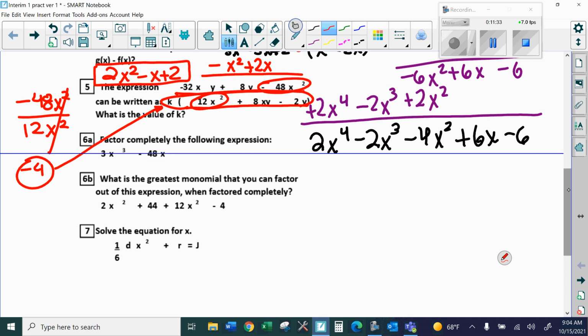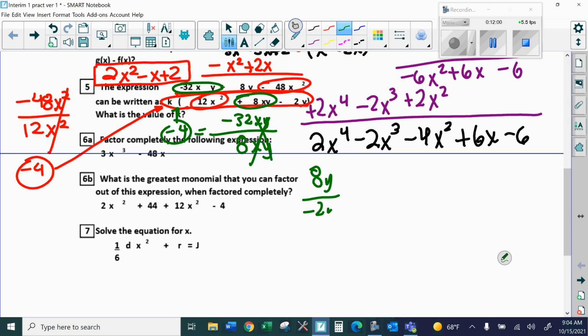So let's say you want to do it with the xy term. There's the negative 32xy. I divide it by its xy term right here, 8xy. Well, the xy's cancel out, and negative 32 divided by 8 is negative 4. Same answer. I could have done it by the y term. So I have 8y divided by the negative 2y. The y's cancel out, 8 divided by negative 2 is negative 4. Same answer. So k is negative 4.